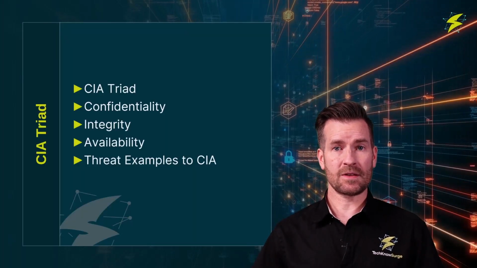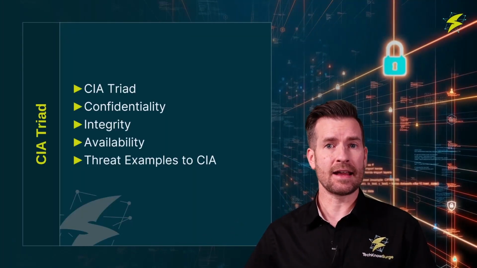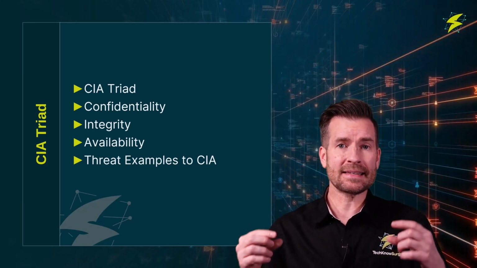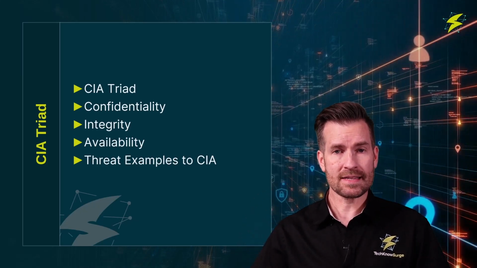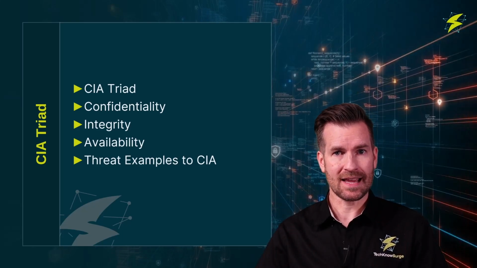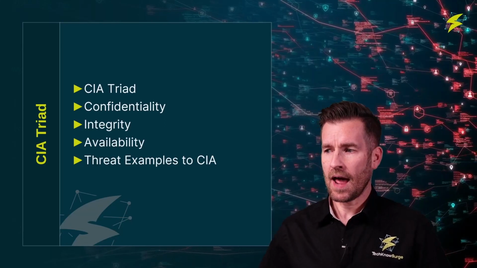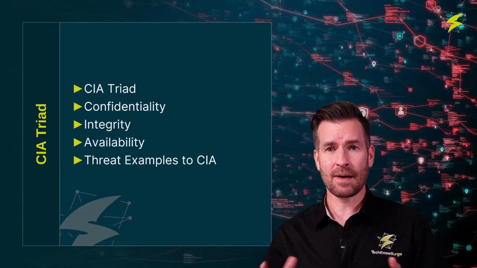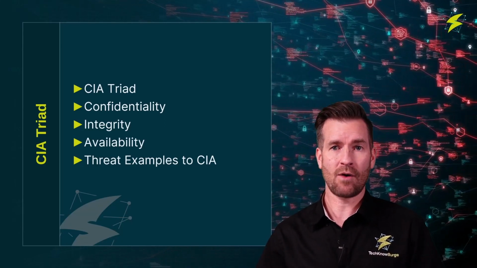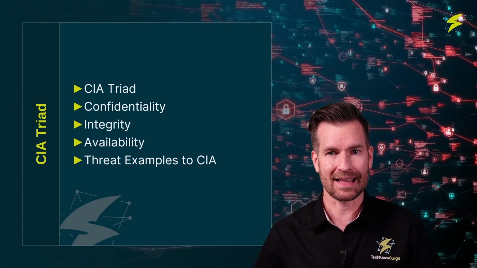We're going to start out this video by talking about the CIA Triad. Then we're going to break it down into its individual components, and that is confidentiality, integrity, and availability. And then we'll wrap this all up by just talking about a couple threat examples and how it applies to the CIA Triad.